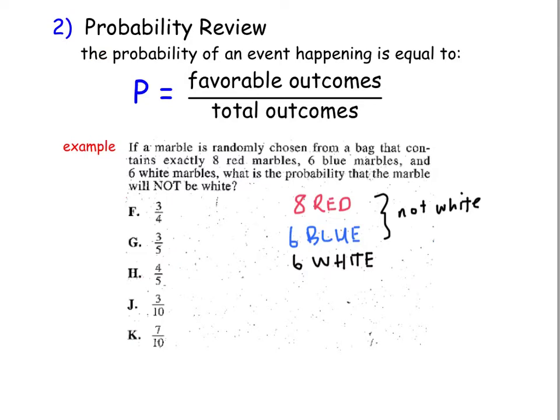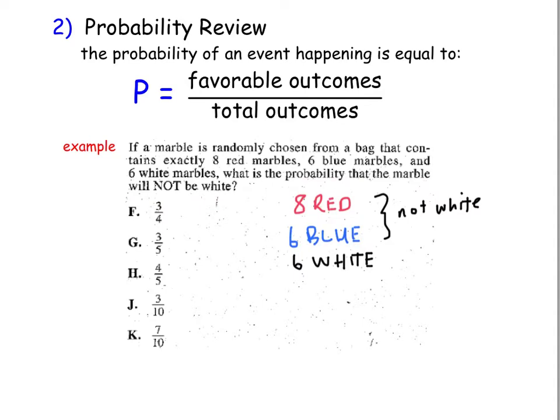So this next problem we're going to look at is a probability problem, and probability questions show up all over the ACT. You got to remember a very simple formula for probability. Probability is the number of favorable outcomes over the total possible outcomes. So in this particular problem, you're working with marbles. You have 8 red, 6 blue, and 6 white, and the question asks you what the probability is that the marble will not be white. So the favorable outcome here is that the marble is not white.